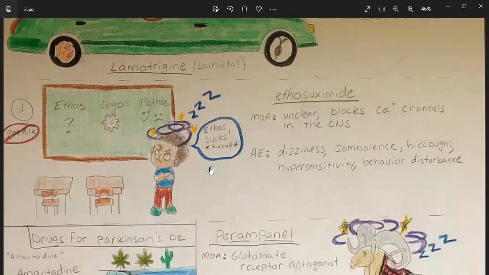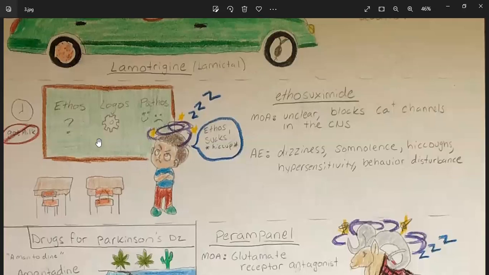Another drug for seizures is ethosuximide. So here we have this kid, he's in school and he's learning about ethos, logos, and pathos, which we all hated learning about, I'm sure. And so he's like, ethos sucks. Hiccup. So this, we're unclear of the MOA, but it blocks calcium channels in the central nervous system.